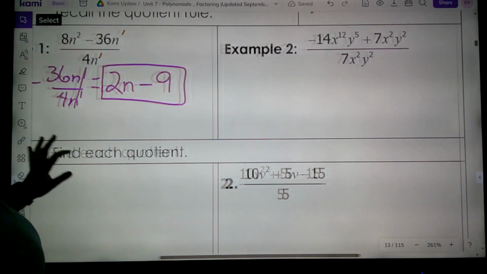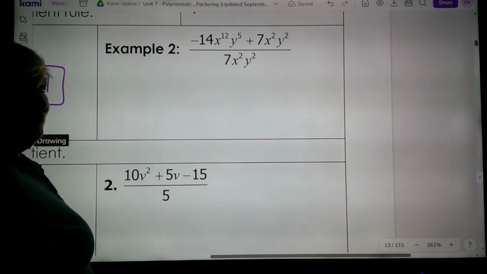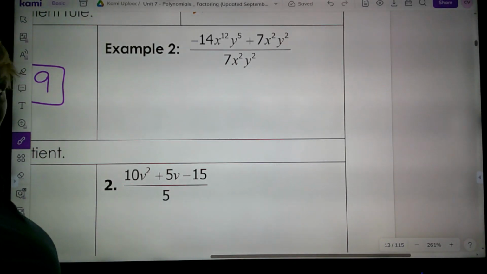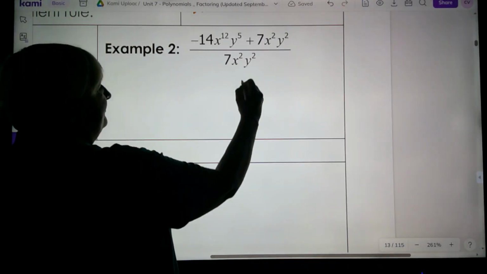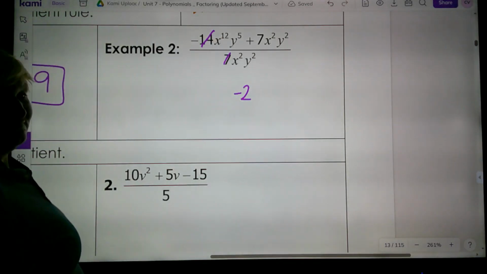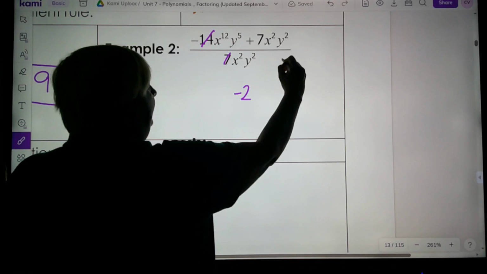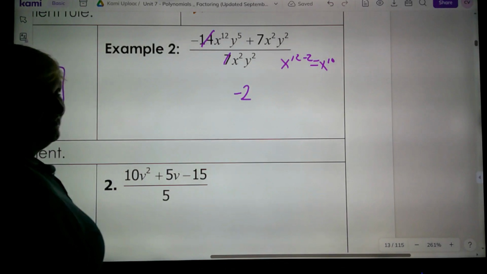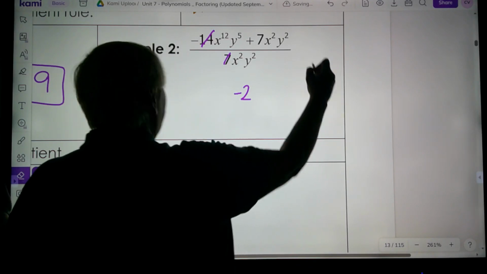All right, let's do another one, a little more complicated. If you want to leave them together, that's fine. If you want to write them separate, that's fine. We'll do it both ways really quick. So first, leave them together. Negative 14 divided by 7 is negative 2. x to the 12th divided by x to the 2 is x to the 12 minus 2, which is x to the 10. You should be able to do this part in your head. If you need to write it out, write it out.